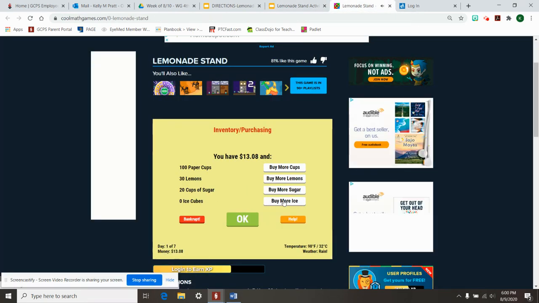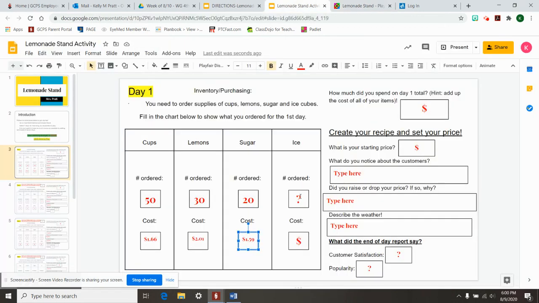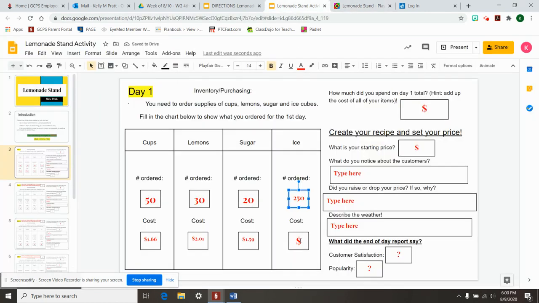Okay, how much ice do I want to buy? I'm going to buy 250 ice cubes. 250. Oops, need to lower that font, don't I? There we go. And then how much was the 250? Oh, $2.05. $2.05, and I'm going to lower my font.